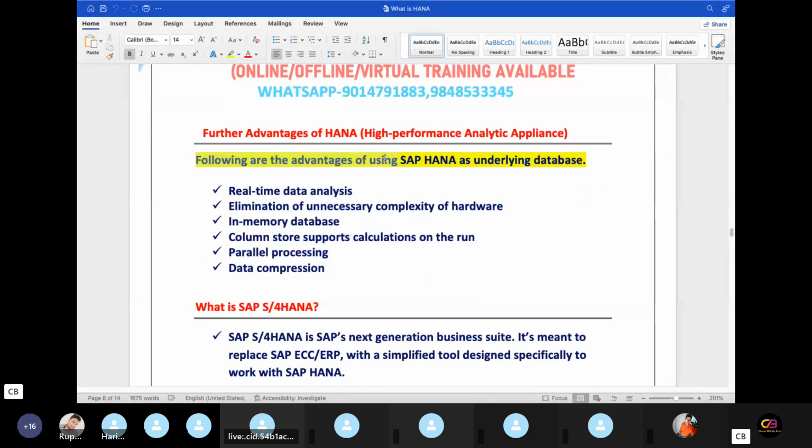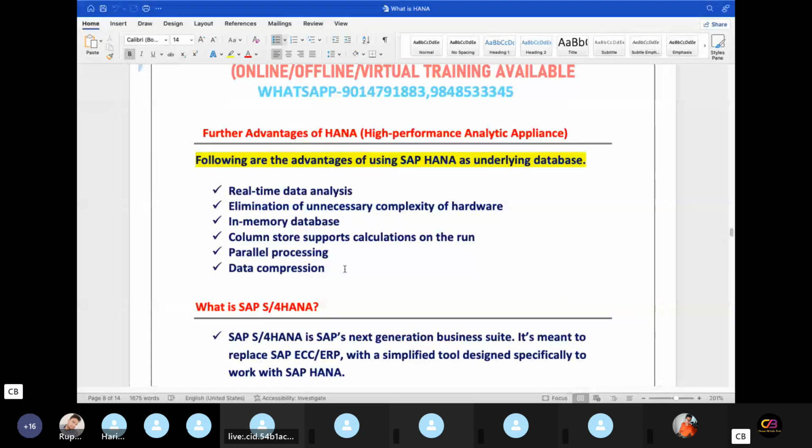The following are the advantages of using SAP S4HANA. SAP HANA as the underlying database. Real-time data analysis is very flexible. Unnecessary hardware complexity is eliminated. It's an in-memory database and data is stored column-oriented. Parallel processing happens and data compression is possible. If we compress the data, we can give faster performance, so the database will give faster results. That is the purpose of the HANA database.